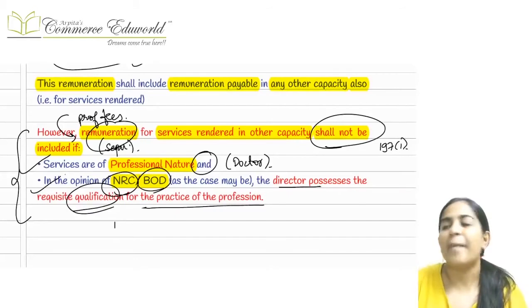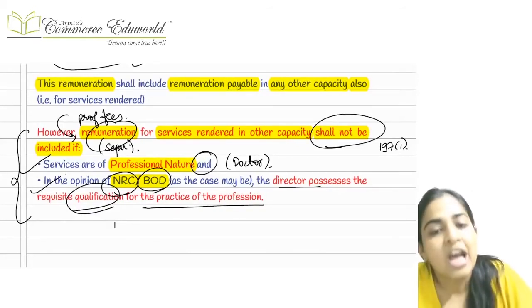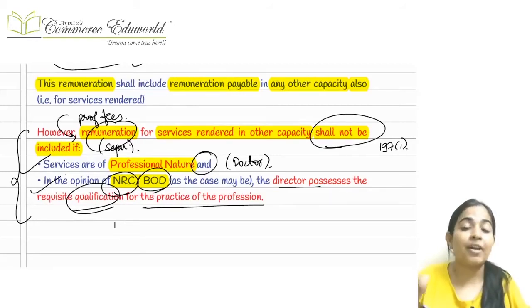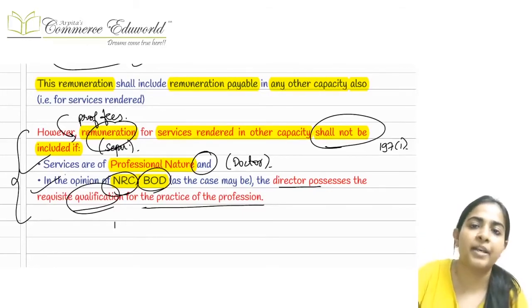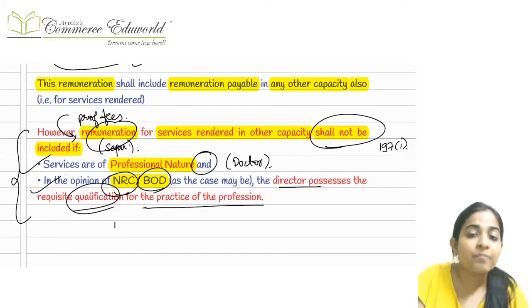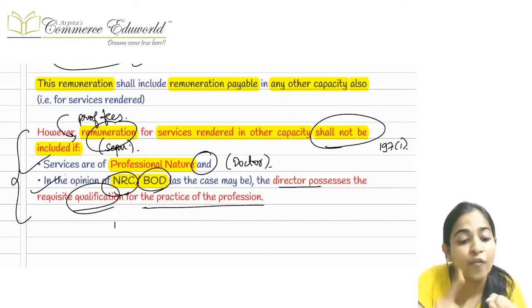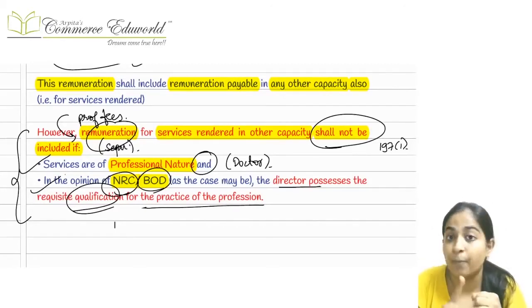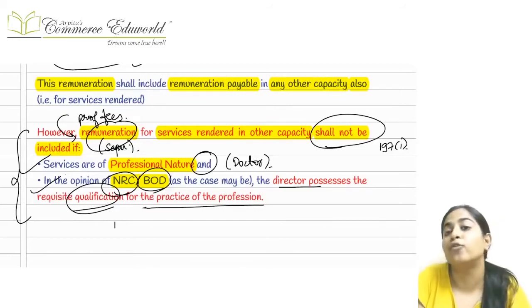Suppose this particular managerial personnel or director is acting in some other capacity also. Like in the regular lectures, I had given you the example of a doctor, a director also acting as a doctor. For treating the patients in a particular hospital company, he would be charging some fees. So he can get these professional fees also over and above his remuneration and over and above his sitting fees, but provided it should be proved that he is acting in a professional capacity, the services he is giving are of a professional nature, and the NRC or the board should approve this particular payment.